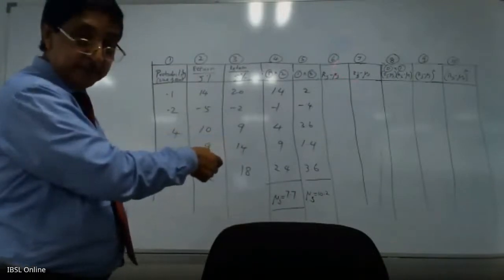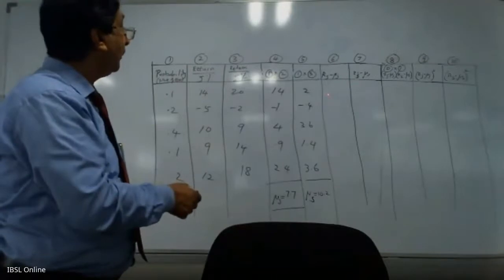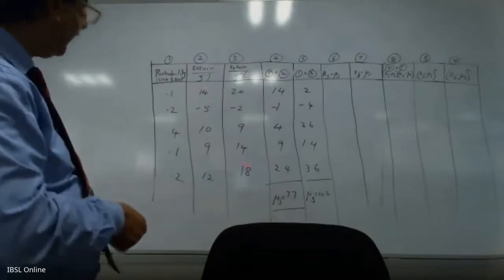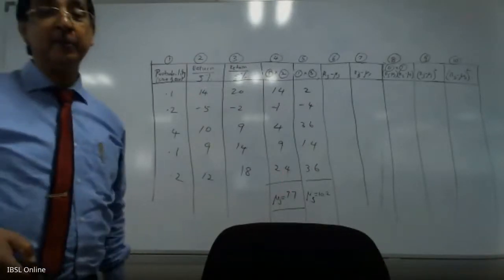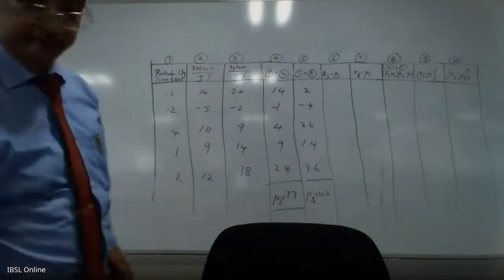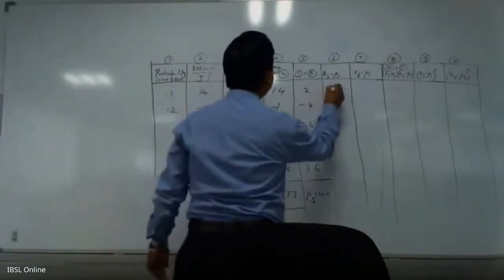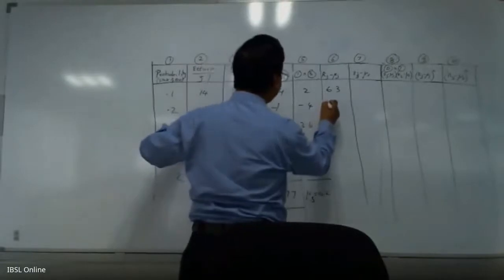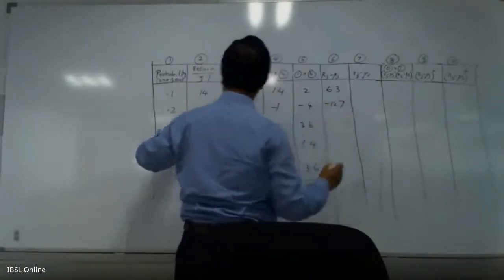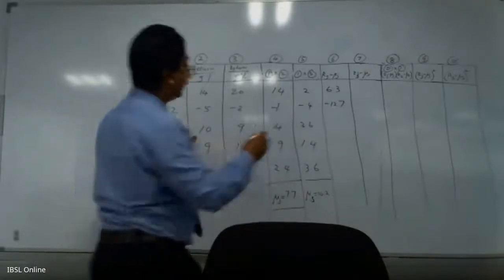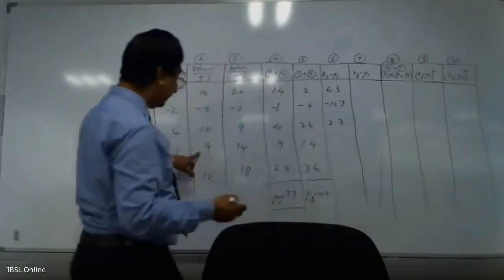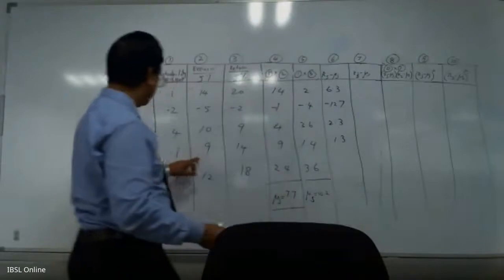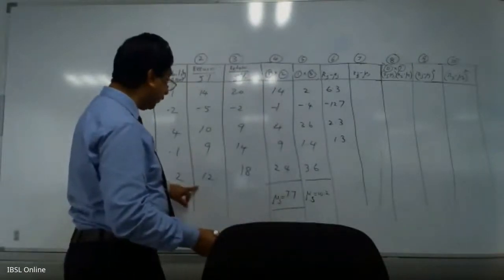Column number 6. How are we going to get column number 6? That is this return, 14 minus 7.7, which is 6.3. Minus 5 minus 7.7 is minus 12.7. Then 10 minus 7.7 is 2.3. 9 minus 7.7 is 1.3. 12 minus 7.7 is 4.3.